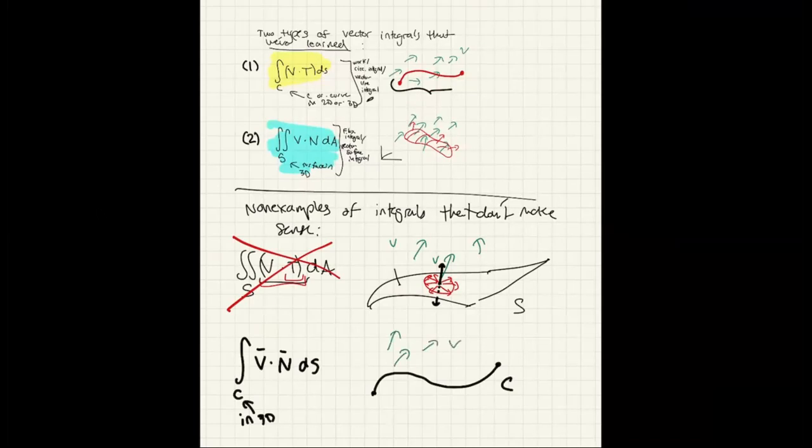But at each point, what would my normal vector be? Again, I have a whole slew of options, and it's not quite clear. It's not so well defined which one would be the normal vector that I would dot with. Here's a whole collection of normal vectors to the tangent vector.